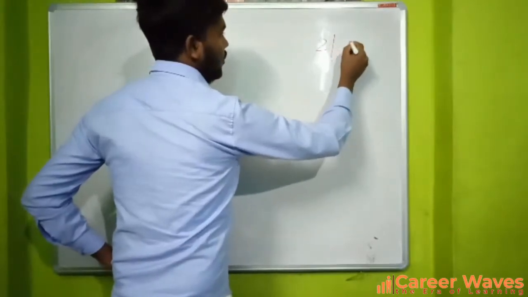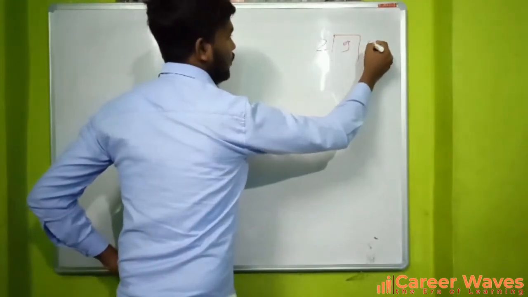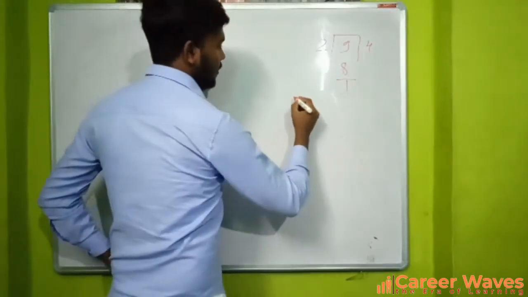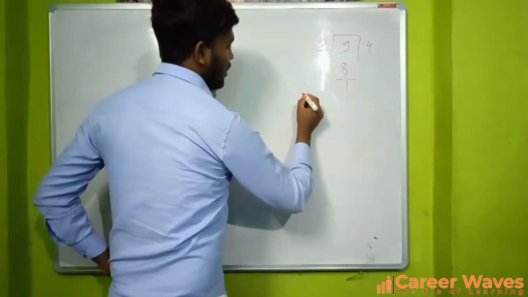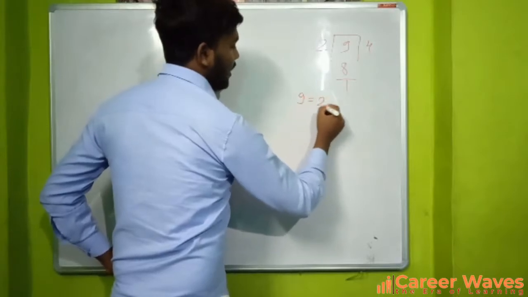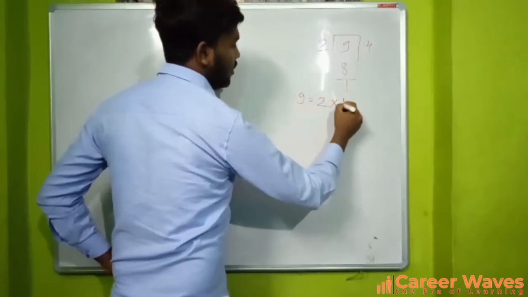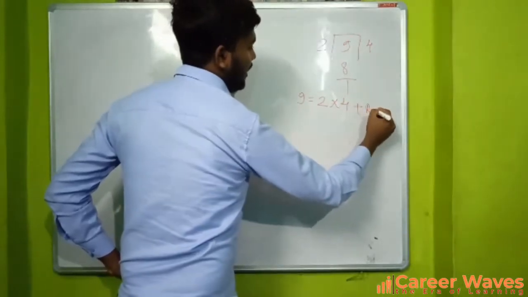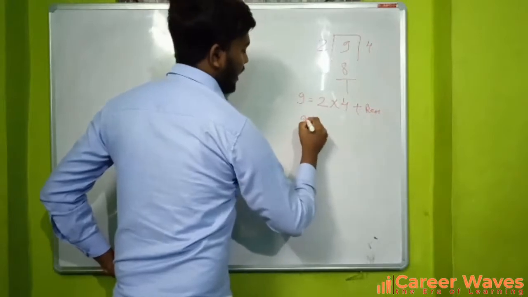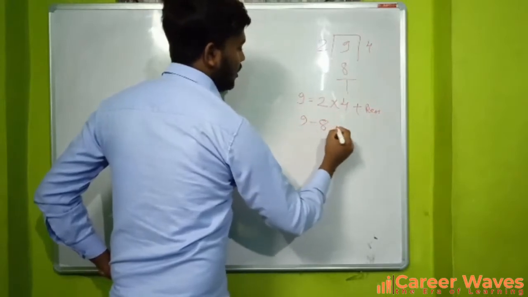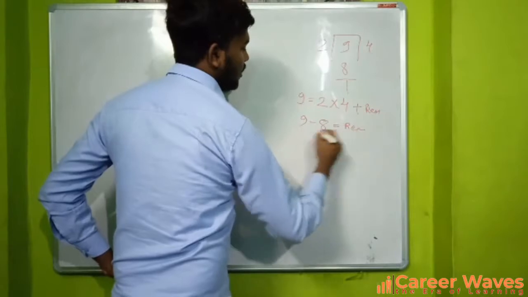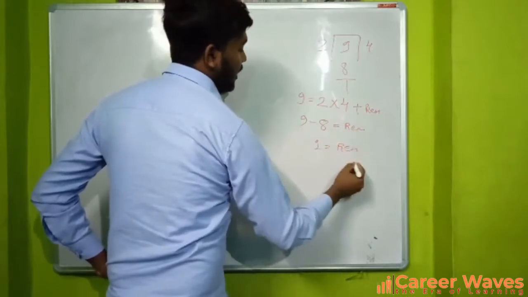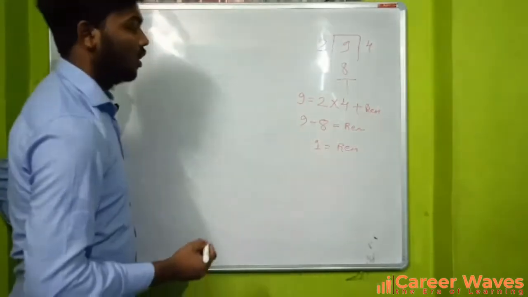If we divide 9 by 2, we get 4, since 2 4s are 8 and the remainder is 1. That is, the number that you have entered is 9, and we multiply this 2 with this 4, and then the remainder. 9 minus 2 4s are 8, this will be the remainder. So 9 minus 8 becomes 1, so 1 is the remainder. If the remainder is 1, we can tell that it is an odd number.